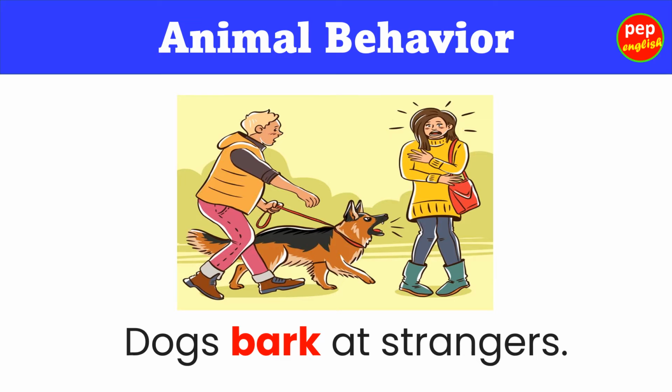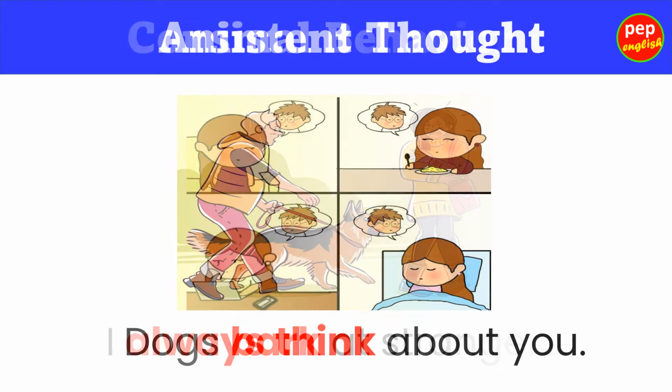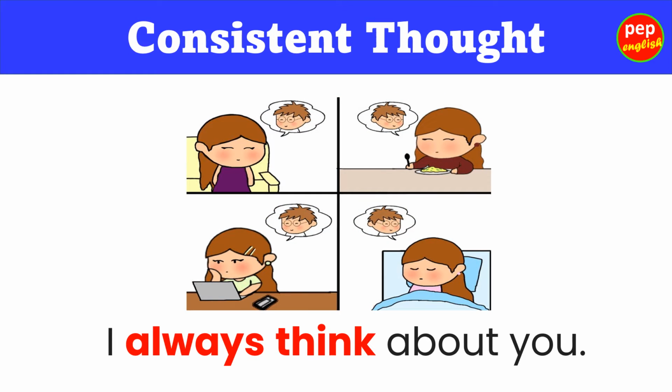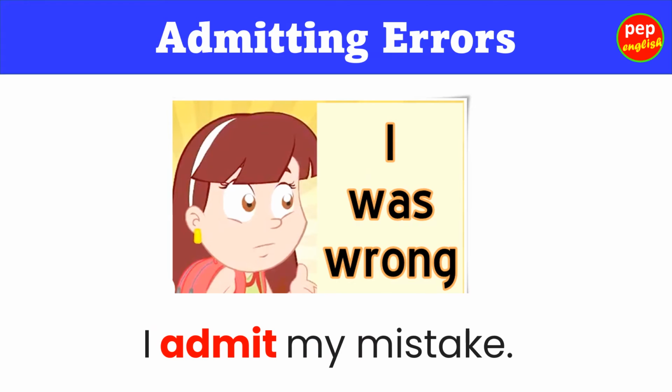Animal behavior. Dogs bark at strangers. Consistent thought. I always think about you. Admitting errors. I admit my mistake.